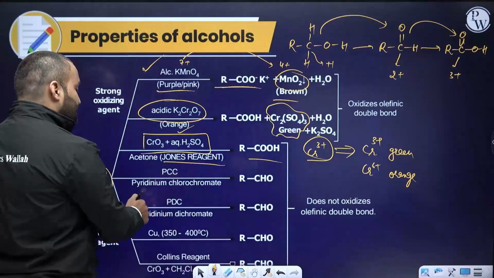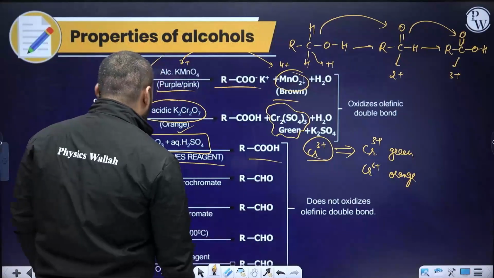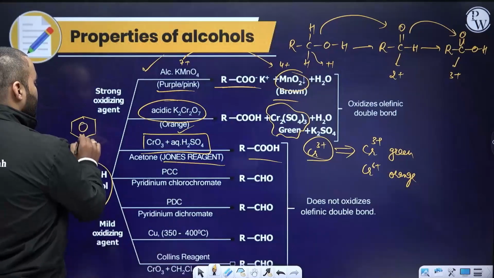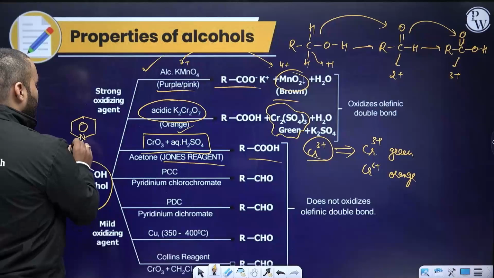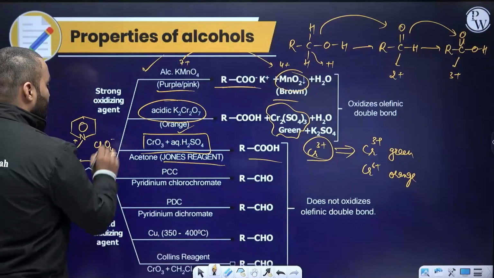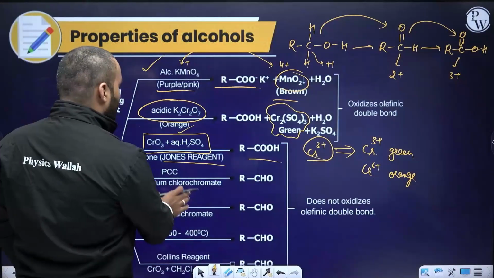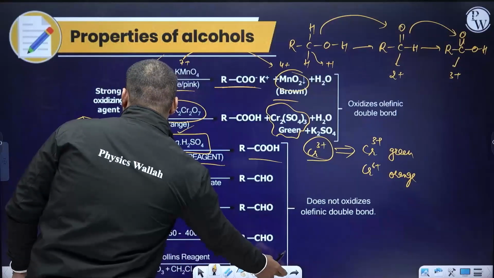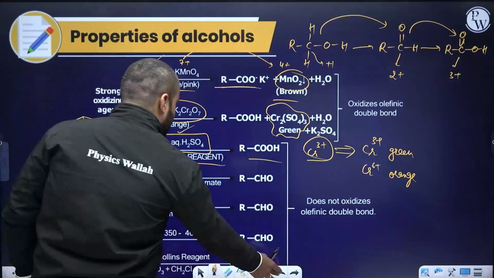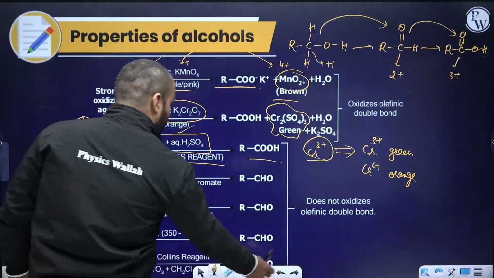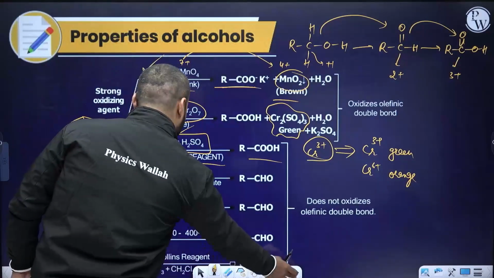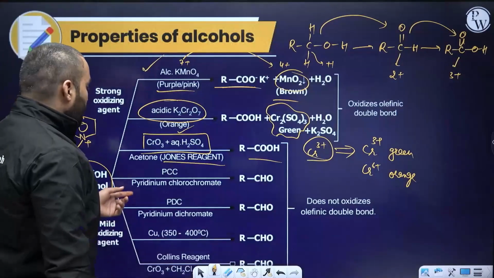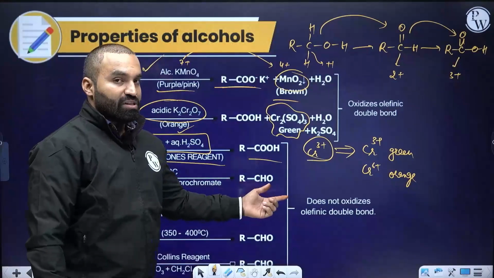If you use PCC, PCC is pyridinium chlorochromate. Now when nitrogen is protonated, pyridinium chlorochromate, then you can oxidize this molecule to alcohol. This is pyridinium, with a positive charge. Now the fourth group is present, pyridinium. PCC will oxidize it to just an alcohol.